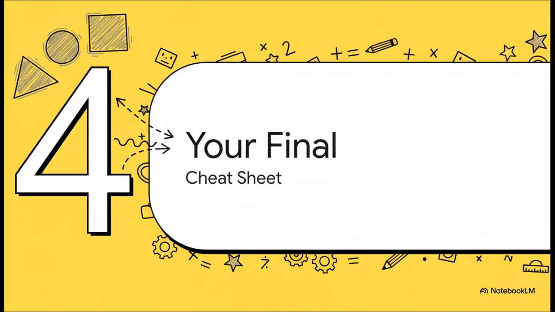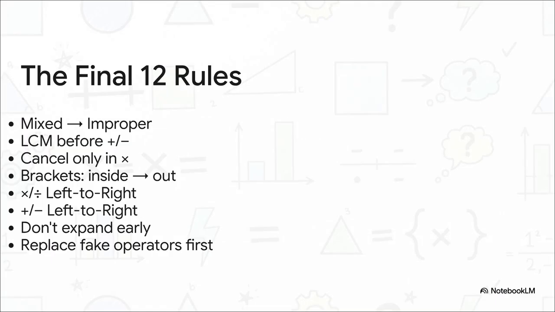So we've just covered the 3 core patterns that make up 85% of all simplification problems. Now let's compress everything we've learned into your final exam-ready cheat sheet. This is it, the entire strategy, the whole playbook distilled into these 12 unbreakable rules. From converting mixed fractions to that crucial left-to-right rule, this is your complete system. You internalize these and you'll have a clear process for every single problem they can throw at you.